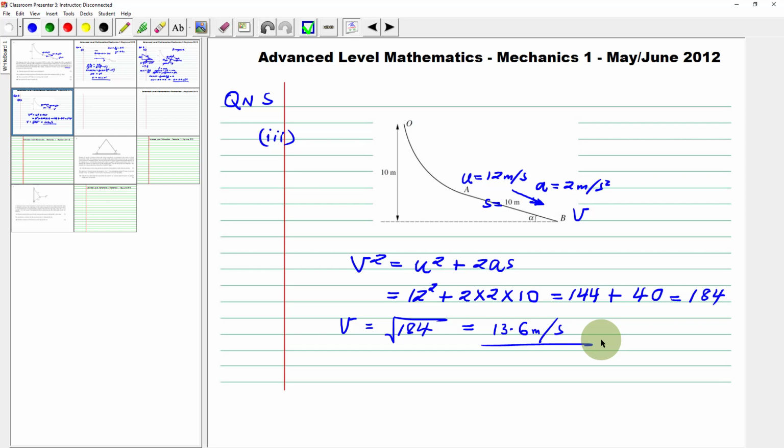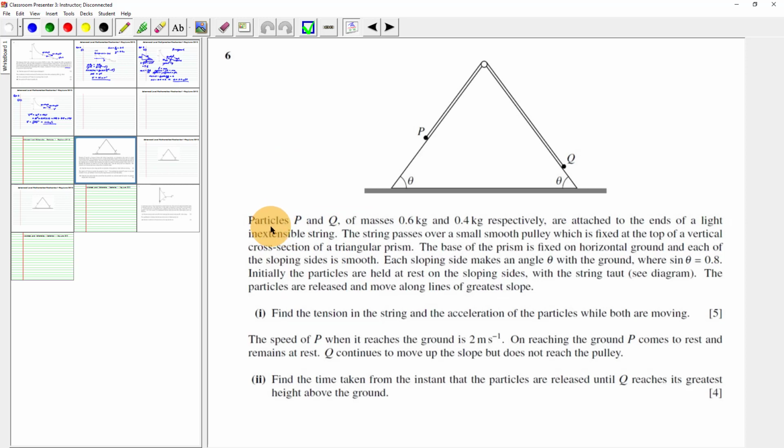And that is how question 5 is worked out. Let's go to question 6. And here we have question 6. Let's read it together. Particles P and Q of masses 0.6 kg and 0.4 kg respectively are attached to the ends of a light inextensible string. The string passes over a small smooth pulley which is fixed at the top of a vertical cross-section of a triangular prism. The base of the prism is fixed on horizontal ground and each of the sloping sides is smooth.